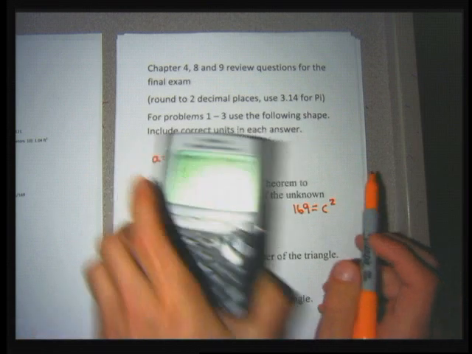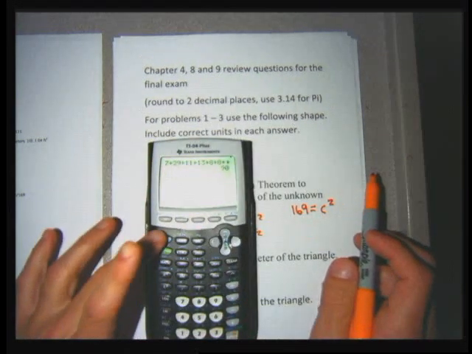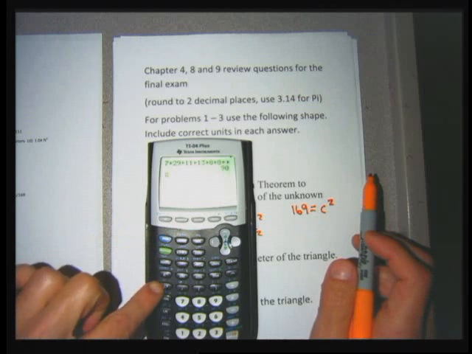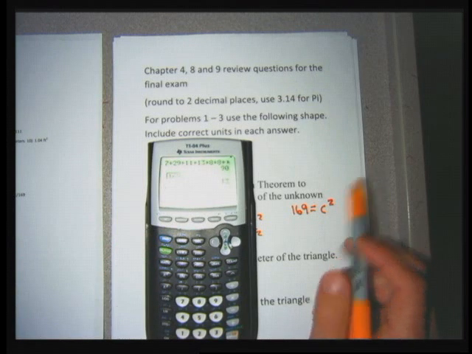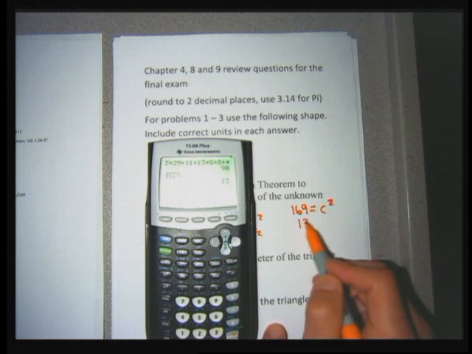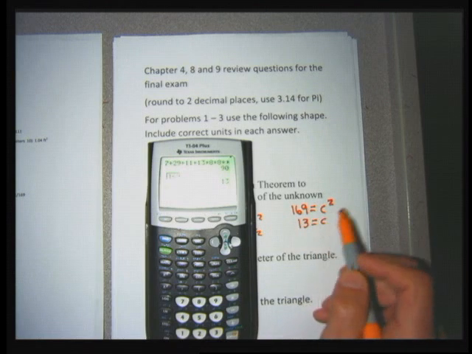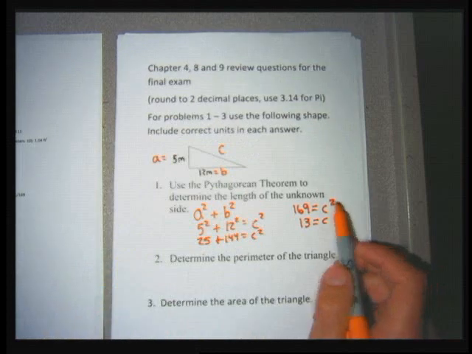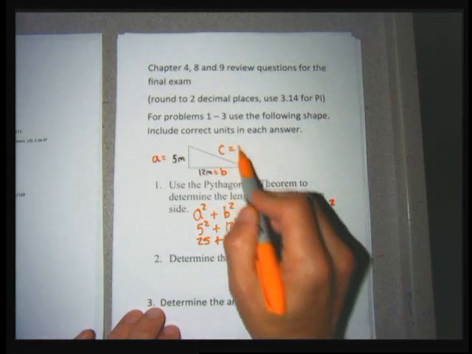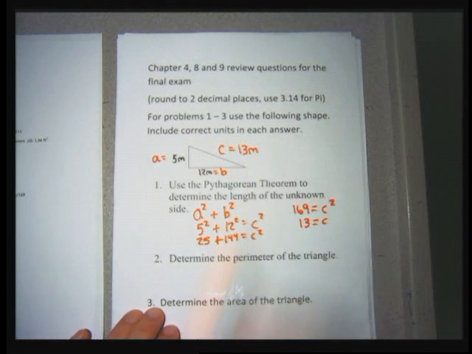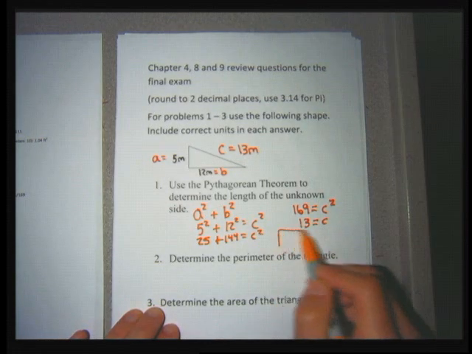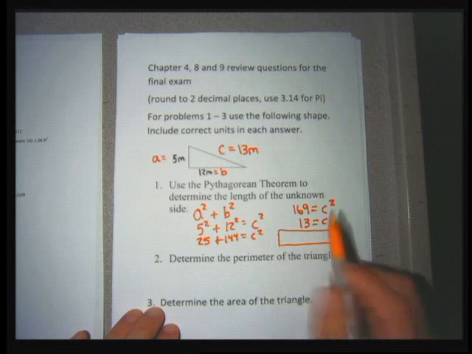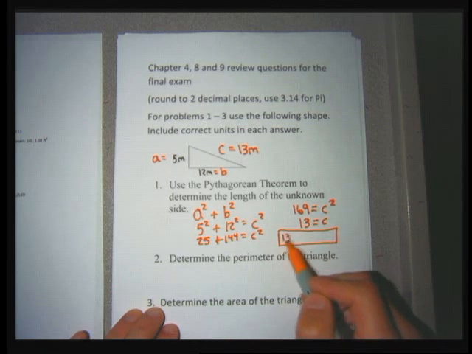And then I have to take the square root to find C. So I'm going to go second and hit the x squared key for my square root, type 169, and I'm going to get 13 equals C. And when I go to answer this, I'm going to write the C down with its units, and the units for this particular problem are meters. So the answer to this missing side, you could say C equals 13 meters, or you can just write 13.